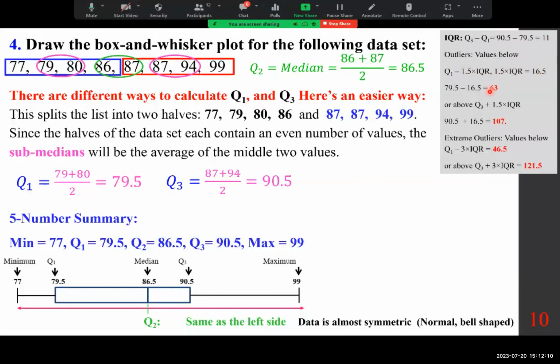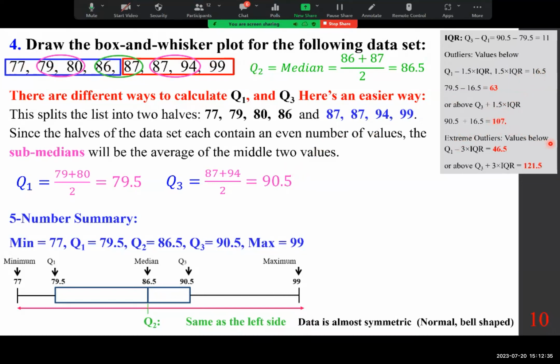Subtracted from Q sub 1, you get 63. Any number less than 63 is considered an outlier on the left side. Now, Q sub 3 plus 1.5 times IQR, which is 16.5, gives us 107. Any number larger than this number is also an outlier. So as it appears, we don't have any outliers.